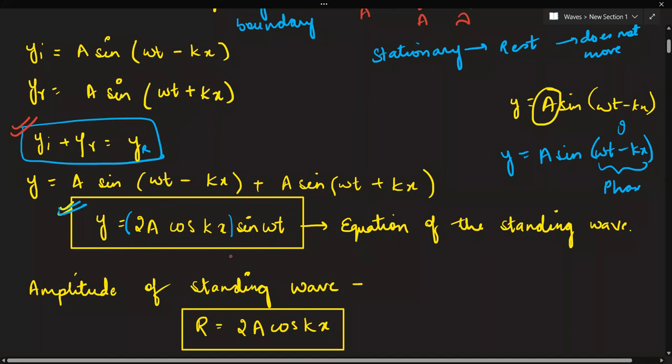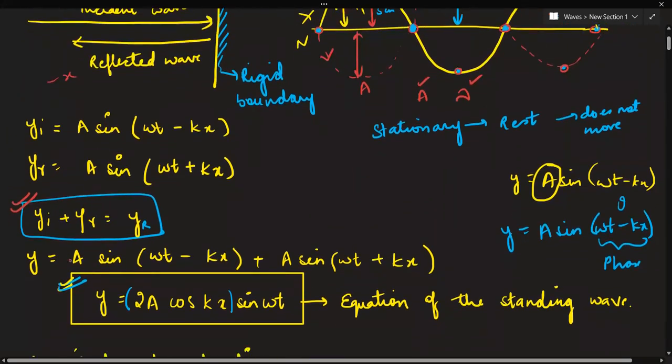Now just look at this equation. This term, sin omega t, is similar to the previous one. Whenever I write an equation like y equals a sin(omega t minus kx), what was the amplitude? A. So all the terms coming before the sine you consider as the amplitude. If I say 2 pi sin(omega t minus kx), what will be the amplitude? 2 pi. If I say this is my equation of the standing wave, what should be the amplitude?